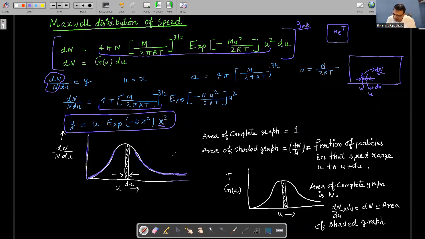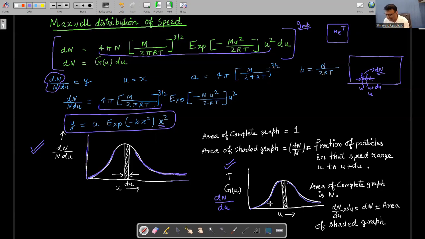This graph is given, but this graph can be explained with the help of this equation. Now you should not be confused, because in many books this graph is given. What is this function of u? That is equal to dn upon du. This is the number of particles in a speed range du versus u graph. So there are two types of graph mentioned in books, and you should not be confused by both. If you see the nature of this graph, it will be the same only. So there is no problem in the nature of the graph.